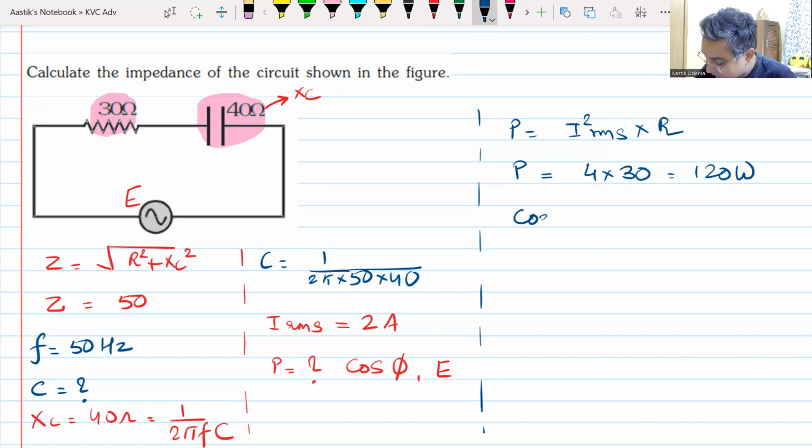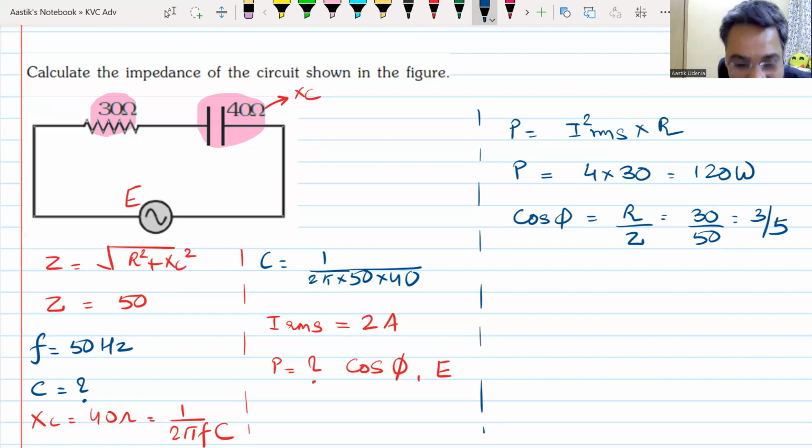Cos phi. To find the value of cos phi, you just need to find the value of R and divide it by Z. R is 30, Z is 50, so it becomes 3 by 5. Cos inverse of 3 by 5 is 53 degrees.